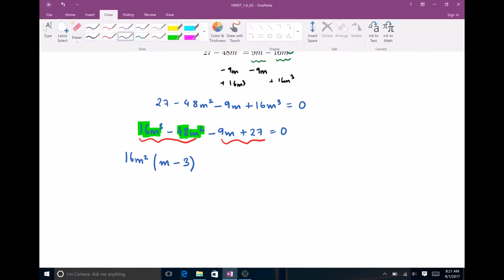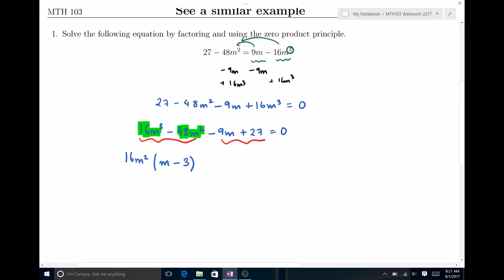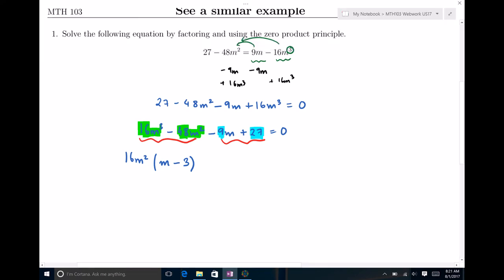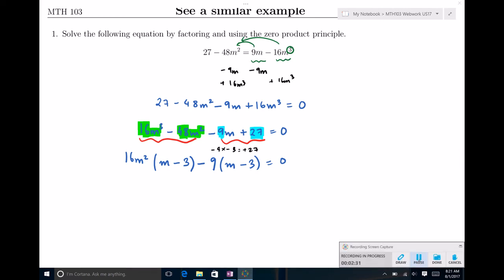Now, what about the next two terms? You'll see that 9 and 27 both have 9 in common. And since the second term doesn't have m, we can't factor that out. So what I'm going to do is factor out negative 9. And if I factor out negative 9 from negative 9m, I'm left with m. And if I factor out negative 9 from positive 27, I'm left with negative 3, equals 0. I'm going to make a small note here that this is because negative 9 times negative 3 gives you positive 27. And that's why we have to keep in mind the negative sign.